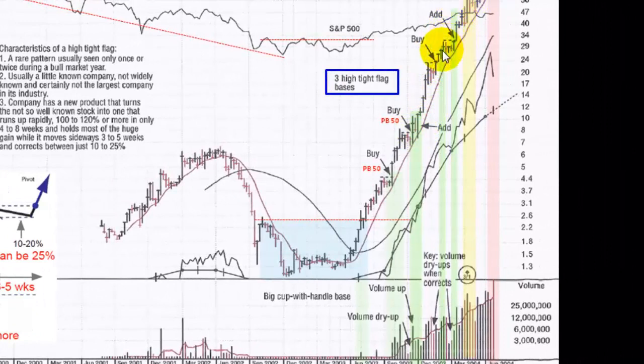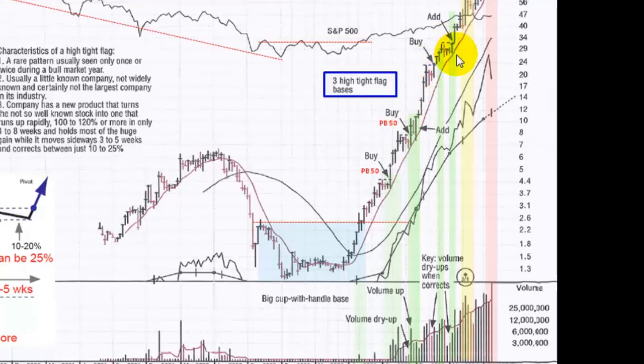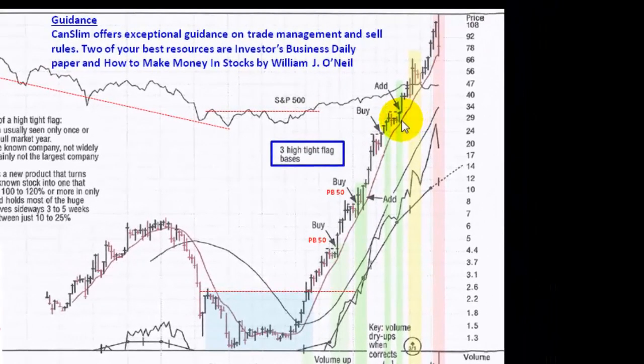And what you have here is a very unusual series of 3 high tight flags. So you've got this big run up, and then you've got the flag. You've got a nice run up and a flag, and another run up and a flag. Then this pullback to the 50, and you could have added. It's pretty parabolic, so you'd want to make sure to be on the lookout for any kinds of warning signs. The volatility on the weekly swing, price swing, has increased.